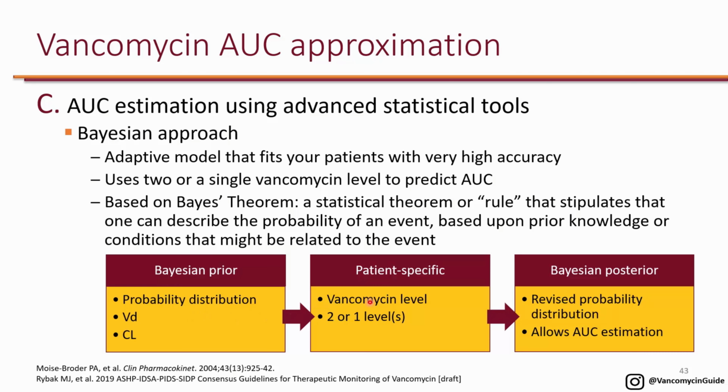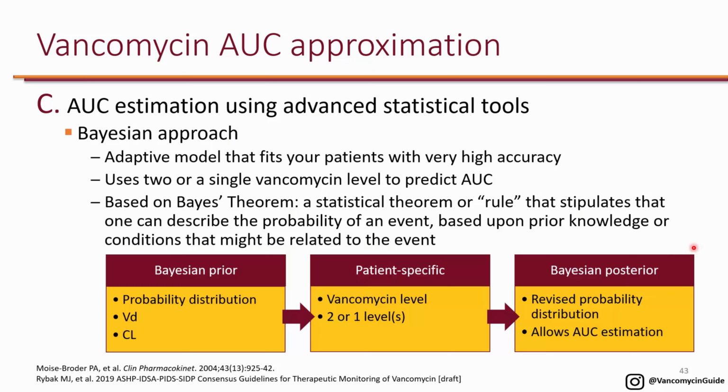And then once you get the vancomycin level, either 2 levels or 1 level, you put them in the Bayesian model, and then from these two, you get the Bayesian posterior. So it basically revises that probability distribution that was population kinetics to adapt the model to the patient. And this allows AUC estimation, and it is very accurate.